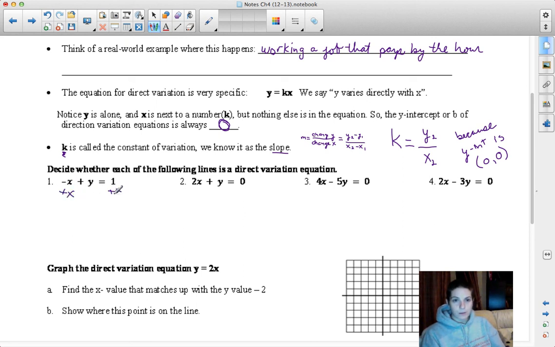So we do this first problem, we add x to both sides. We now have 0 plus y, which is y, equals x plus 1. This one has a slope of 1 and a y-intercept of 1. So this is not direct variation. Let's try number 2. Put it in function form.